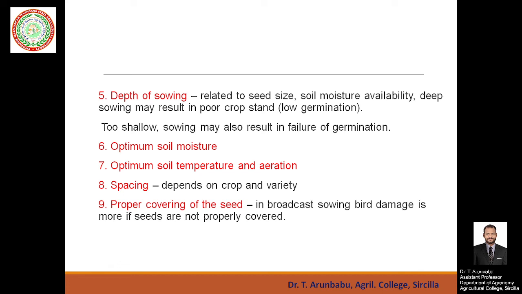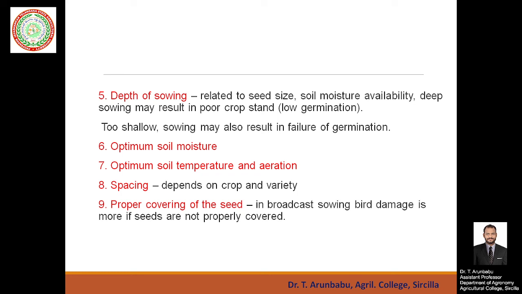And optimum soil temperature and aeration. These are also required for seed germination and crop establishment. Very low soil temperature inhibits germination. And next one, spacing depends on the crop and variety. We have to follow the recommended crop spacing to maintain the optimum plant population. And proper covering of the seed is mainly to avoid bird damage.